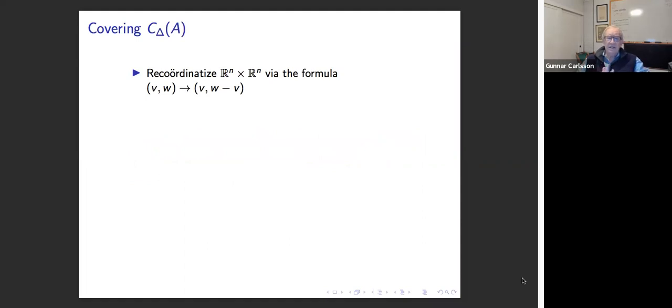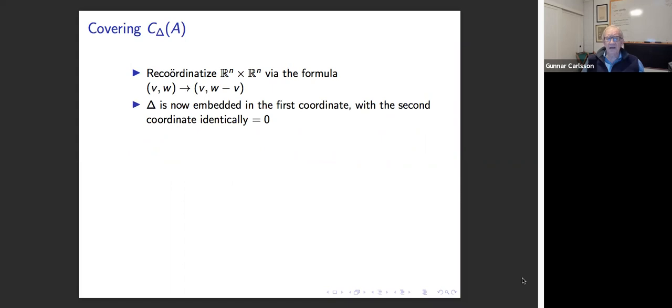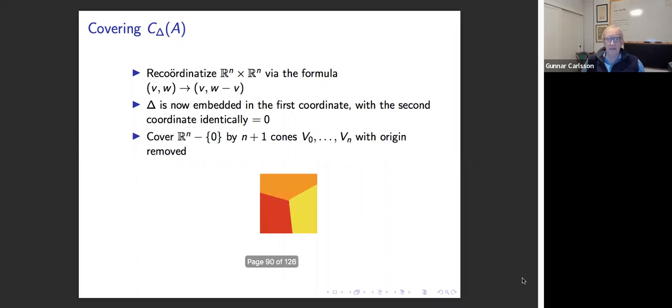How about covering the complement of the diagonal of A? We'll recoordinatize Rn cross Rn via this formula right here. And delta is now embedded in the first coordinate, with the second coordinate identically 0, because when I have the diagonal embedding of C of A inside Rn cross Rn, that will become 0 in that second coordinate, when we take W minus V. And now here's the interesting thing. We need to cover Rn minus 0, that's the second coordinate, by n+1 cones with the origin removed. So a kind of a picture like this.